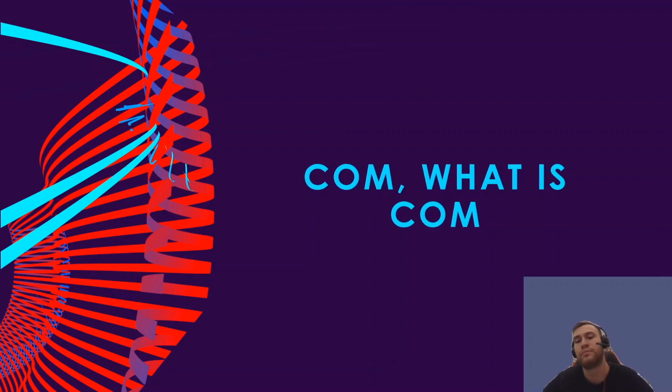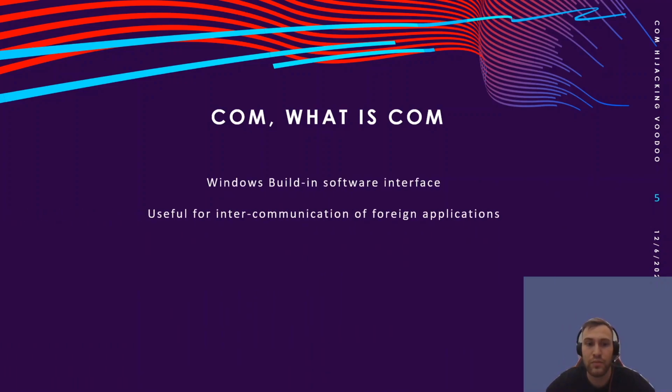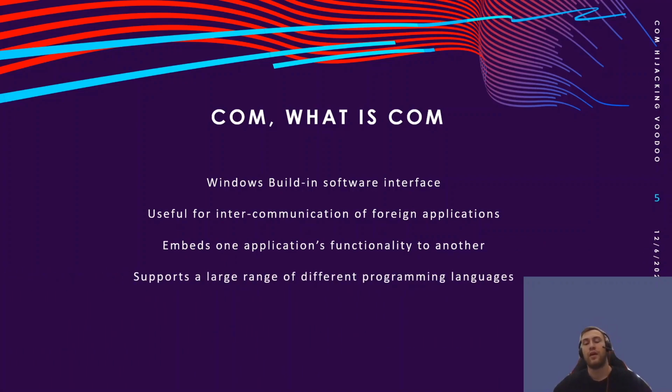COM, what is COM? The full name of COM is Component Object Model. It is a Windows built-in software interface. COM is useful for intercommunication of foreign applications, it exposes one application's functionality to another, and supports a large variety of different programming languages in order to avoid any conflict or troubleshooting of communication between applications written in different languages.